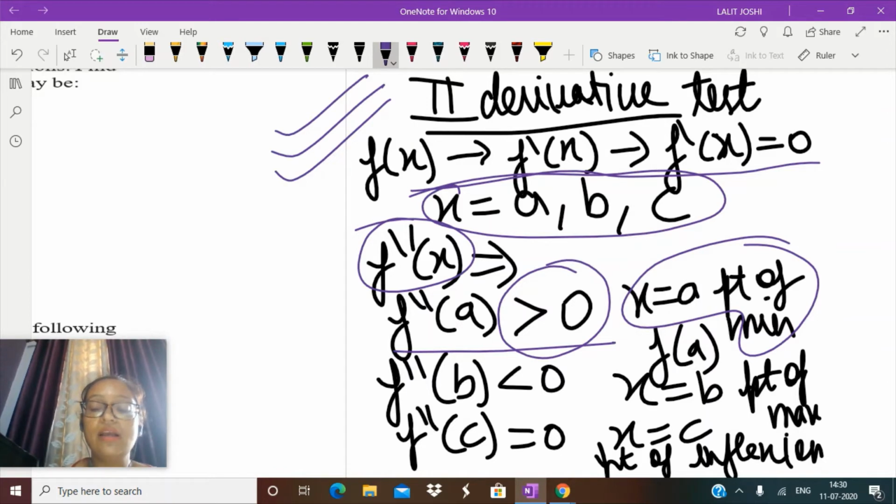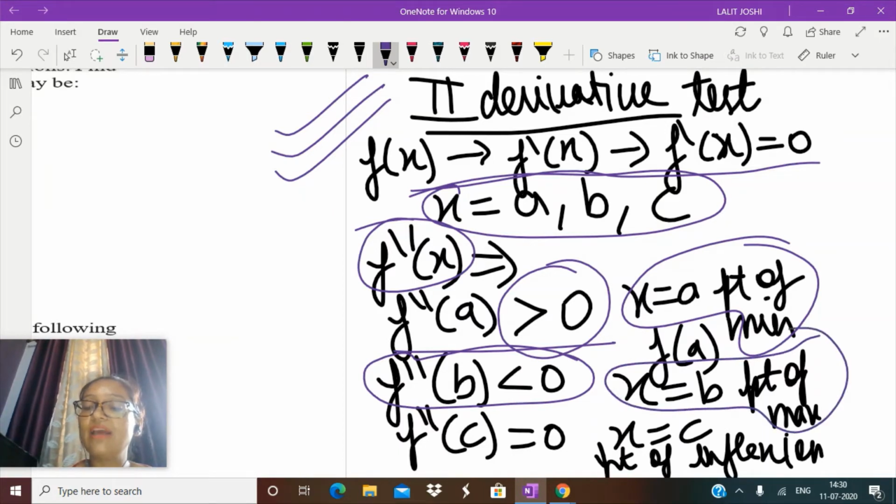Similarly, if at b the sign of the second derivative is less than 0, then I'll say it is a point of maxima, and f of b will give me the maximum value. Similarly, if I have a point c at which the derivative is 0 with no change in sign, then we will say the point is a point of inflection.